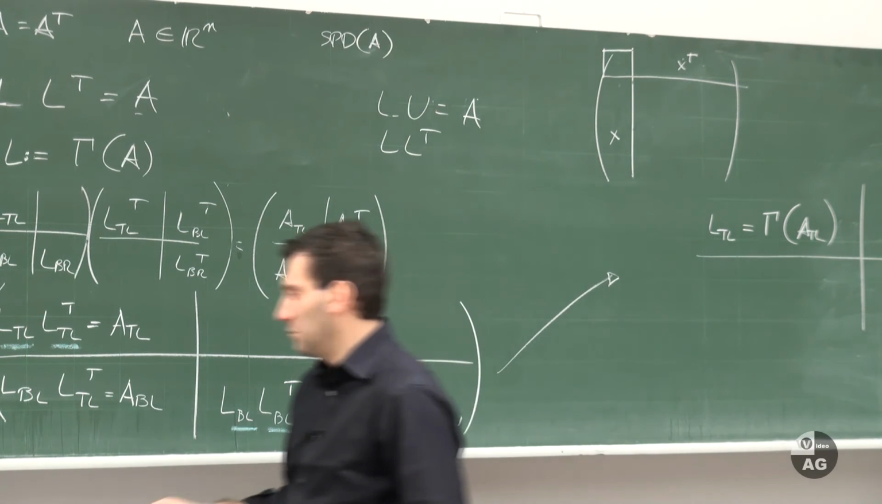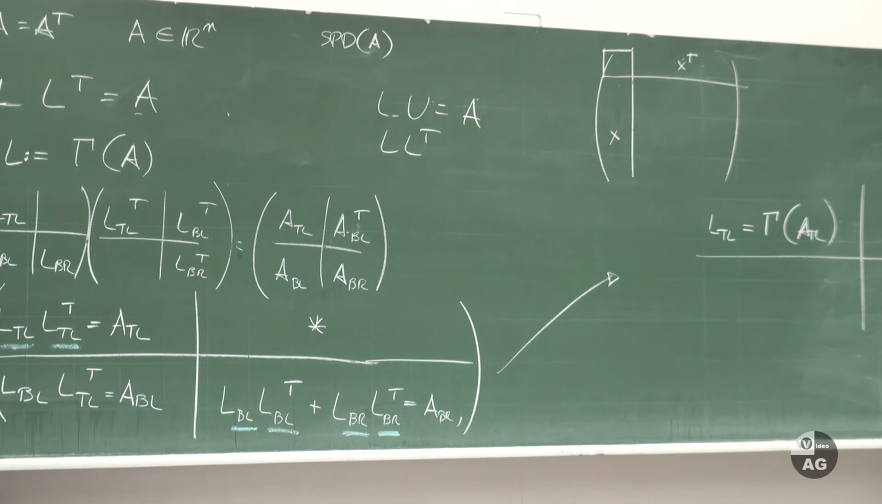Now let me help you a little bit. Oh, you don't need help? Tell me. Now we know L top left, and since we can compute that using the recursive definition, we can use another of the BLAS functions to compute the A bottom left. Exactly. This is exactly where I want you guys to go.